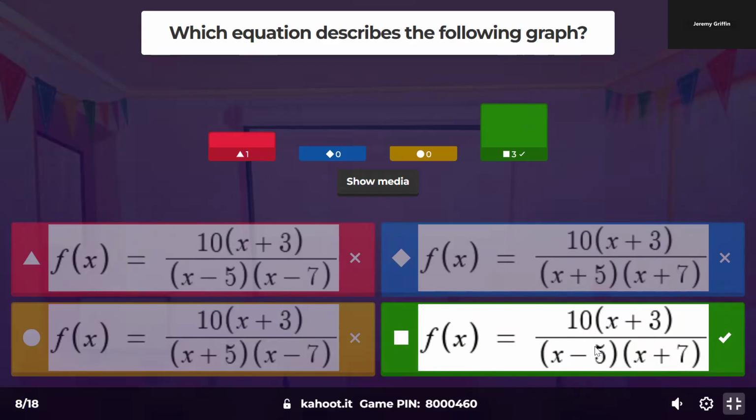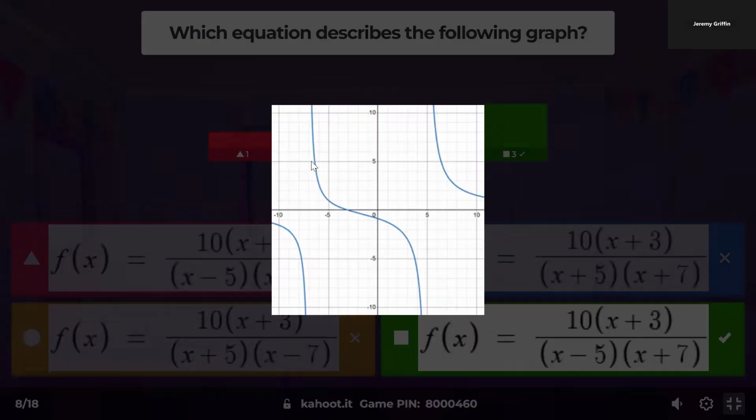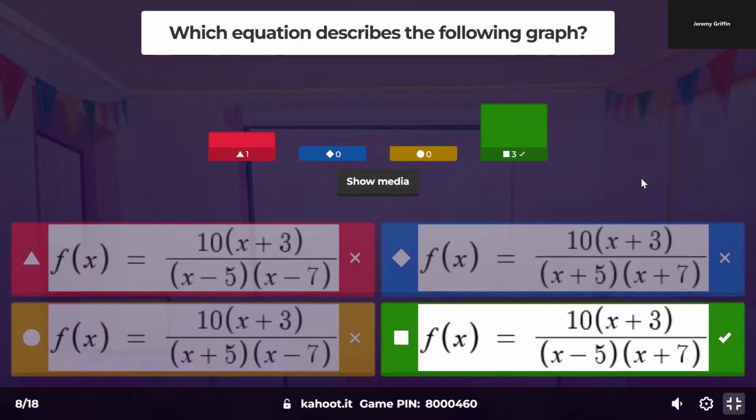Okay. So there could be many hints that would lead to the answer, right? But probably the most obvious hint, I think, would be those vertical asymptotes. I see a vertical asymptote at x equals 5 and a vertical asymptote at x equals -7. Okay. So remember, you're not allowed to divide by 0. That's what would lead to those vertical asymptotes. Hence, the answer has to be that green one. Okay, so you guys good with how to spot a graph?